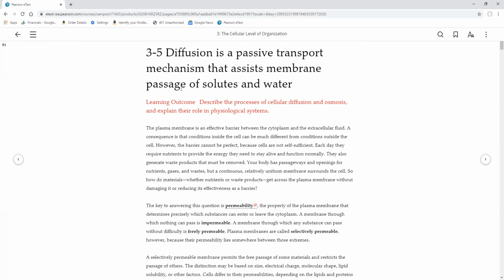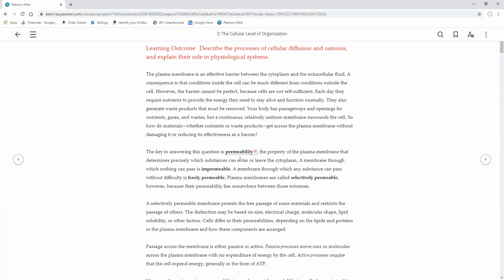Okay. So next we're going to talk about diffusion. Diffusion is a passive process, and when I say passive, I mean it does not require ATP. You'll hear it a lot. Passive process does not require ATP. So diffusion. First of all, let's talk about permeability. What is permeability? It's the property of the plasma membrane that determines precisely which substances can enter or leave the cytoplasm. So things come in and out of the cell.